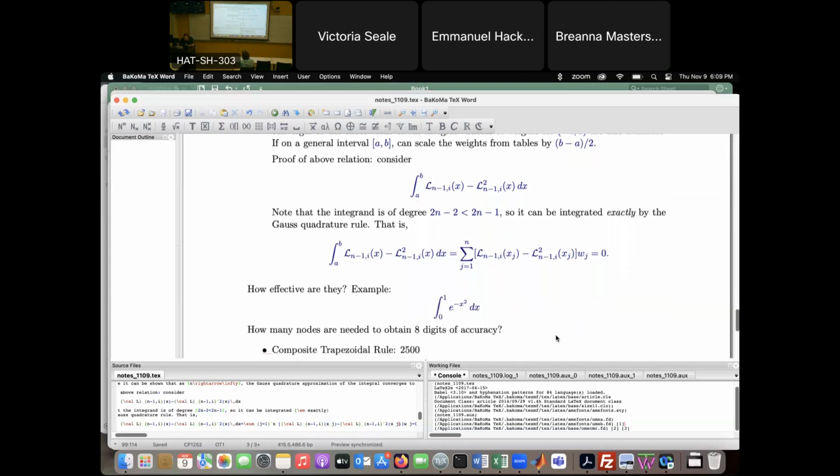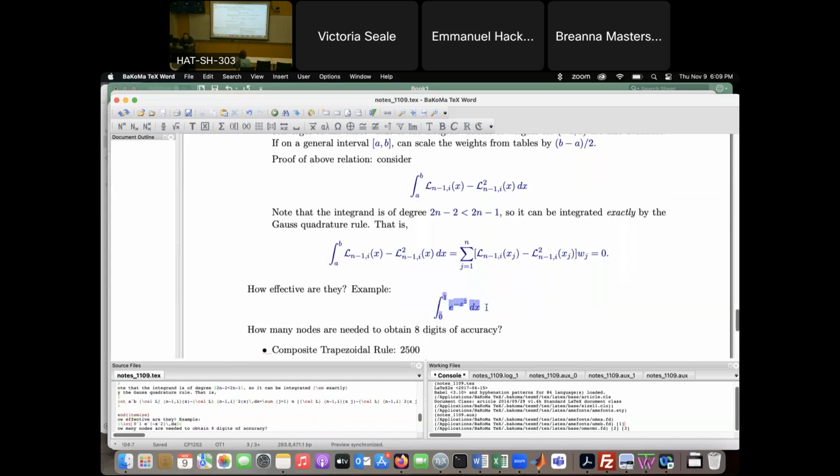If I use a composite trapezoidal rule, which I mentioned earlier is the best rule to use for periodic functions, but for something non-periodic like this, it's not so great. It takes 2,500 trapezoids to get 8 digits of accuracy for this. So that's pretty awful.